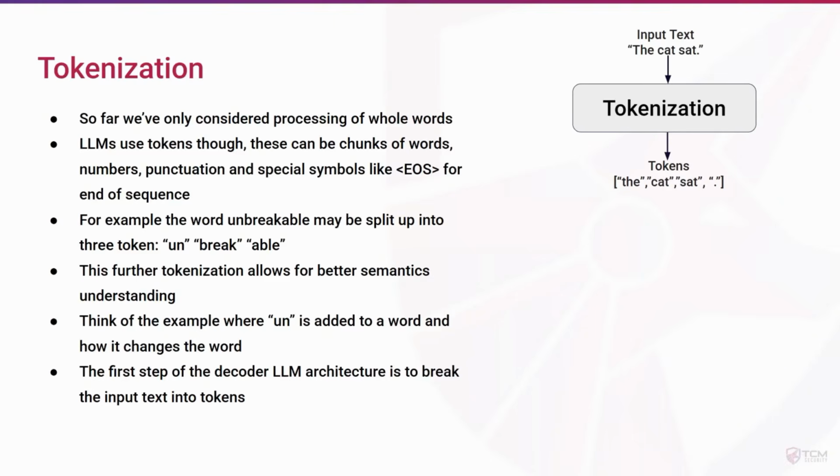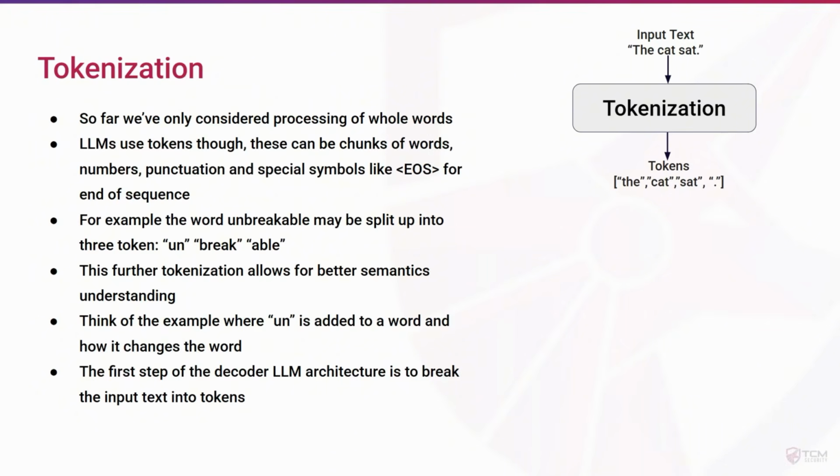So to talk about the architecture, we're going to walk through the steps of how it actually is able to perform text prediction. The first one is what's called tokenization. So far, when we've been talking about natural language processing, we've only considered the processing of whole words. However, LLMs actually use tokens, and these can be things like chunks of words, numbers, punctuation, and also special symbols, like, for example, the EOS or end of sequence.